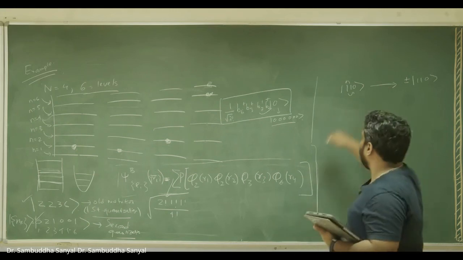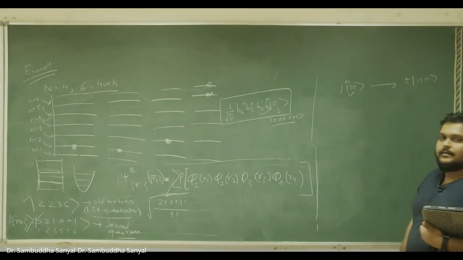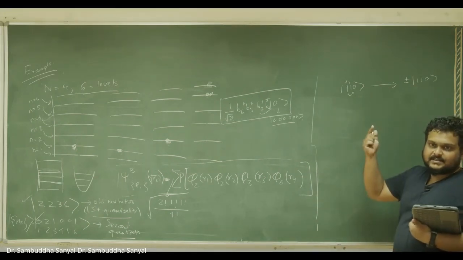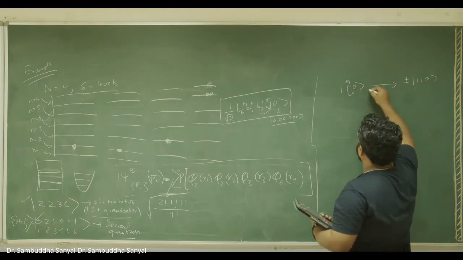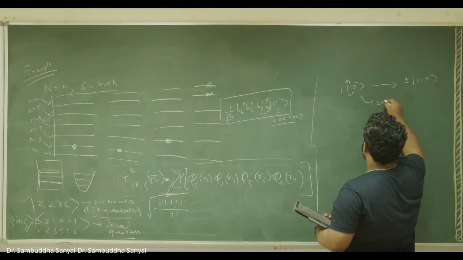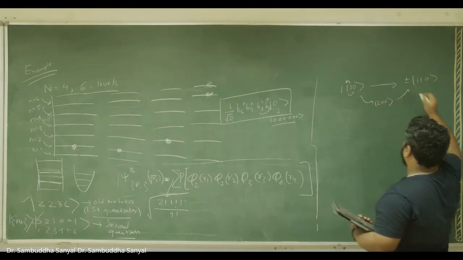So first of all, how will you go from here to here? It's a two-step process, right? The process is you go from here to here, which means you go to 2, 0, 0, and then you go here.